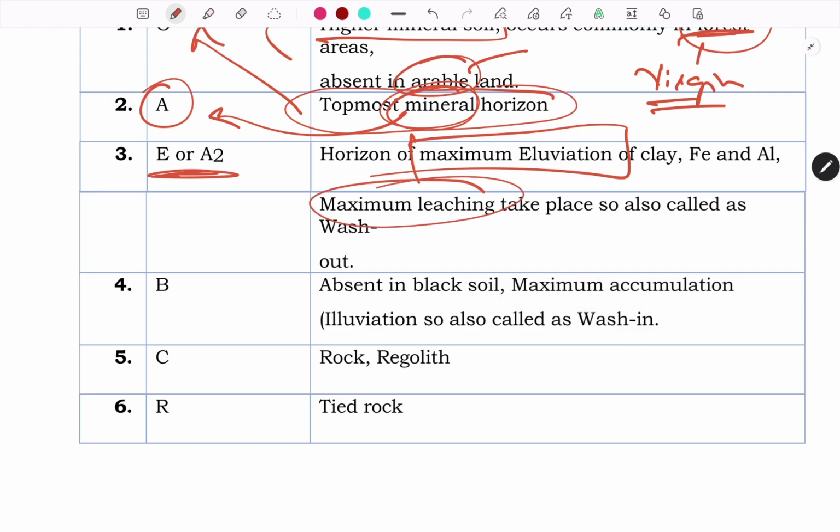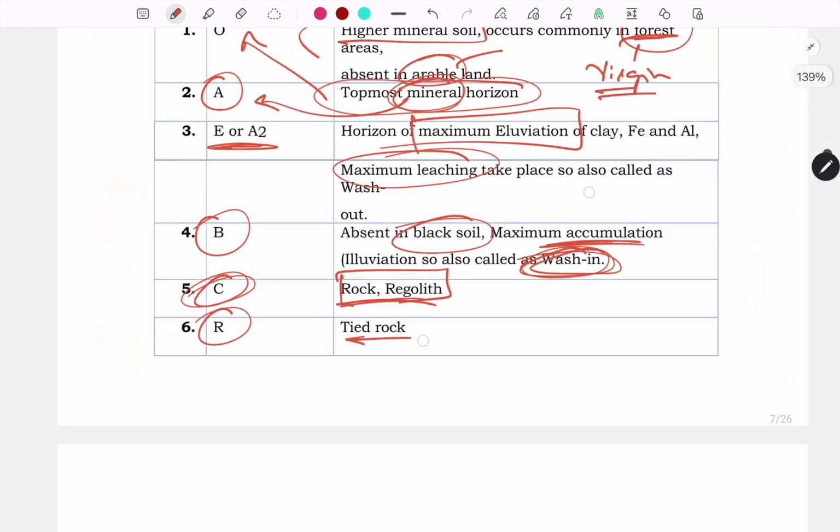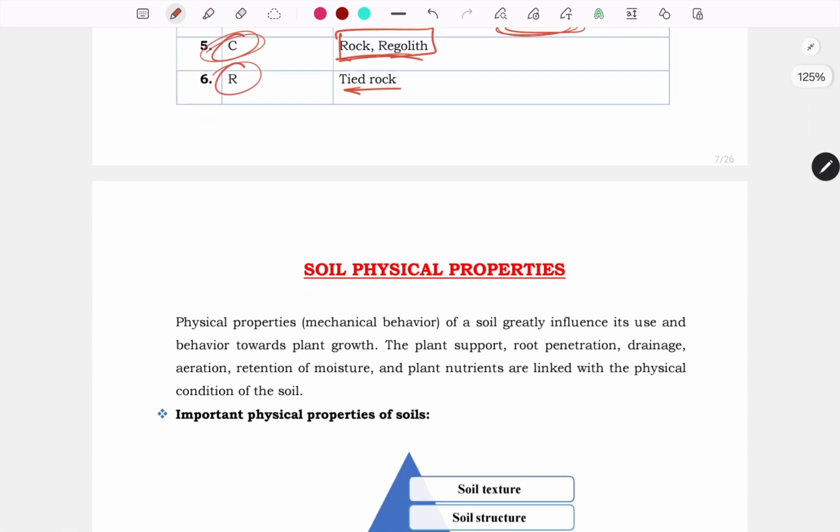Maximum leaching out takes place. It is also called washing out. Then next is B horizon. It's absent in bad soil. Maximum accumulation comes here. It is also called washing in. Then the next is C. It's a rock or regolith. R is tight rock. I hope you got the point.